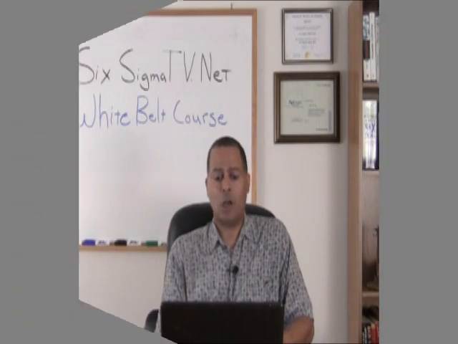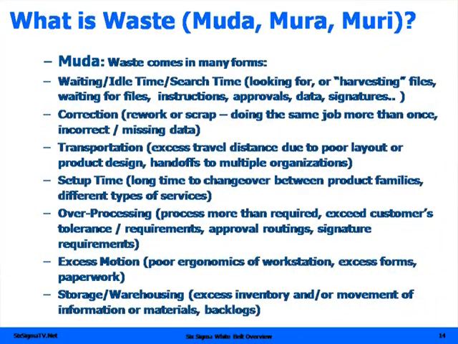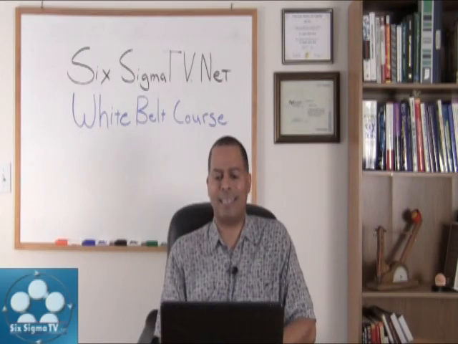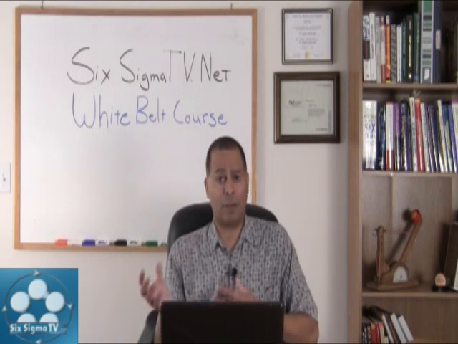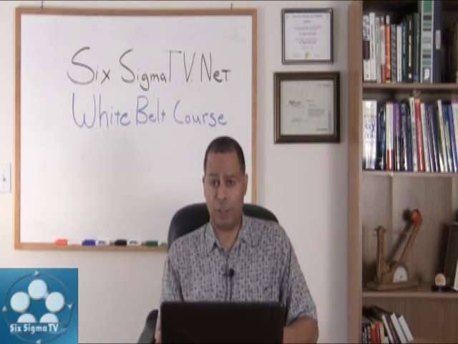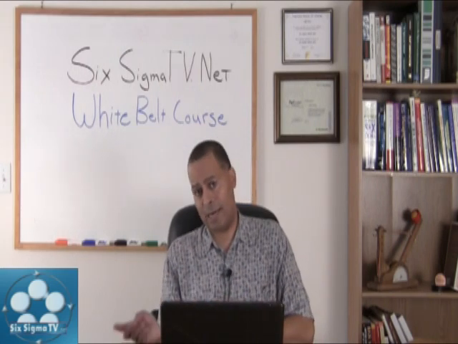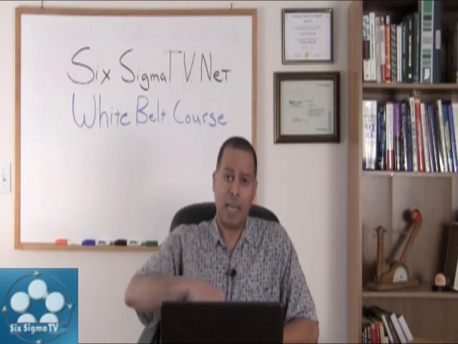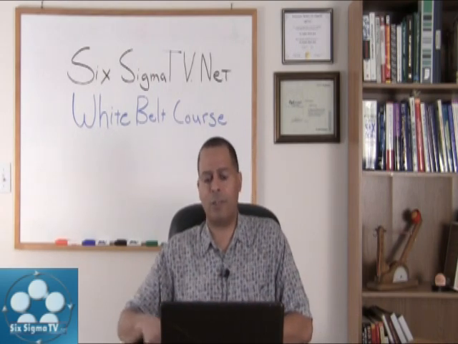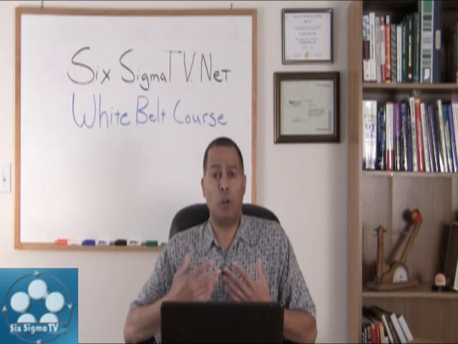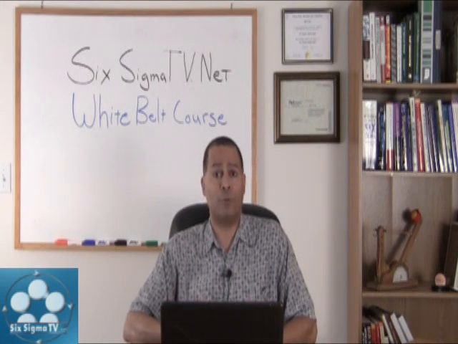Correction is the next one. Rework or scrap, doing the same job more than once, reworking, repairing, all of those kinds of things. Correcting, reworking, and scrap are known as the correction step in the Muda category. The next one, transportation, excessive travel distance. Due to poor layout of your process, your organization is usually the reason why you're going back and forth looking for things, transporting things here, going back over there, walking around your organization, out to the printer, back and forth to the fax. Excessive travel, multiple handoffs, those kinds of things are your transportation.